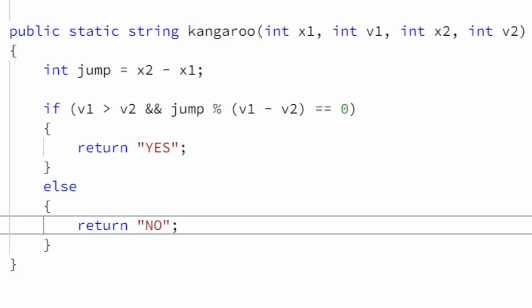The kangaroo function takes 4 parameters x1, v1, x2 and v2, which represent the starting positions and velocities of 2 kangaroos. By deducting x1 from x2, it first determines how far apart the 2 kangaroos are. Then it checks if the first kangaroo, which is v1, has a greater velocity than the second kangaroo, which is v2, and if the distance is divisible evenly by the difference in velocities, which is v1 minus v2. If both conditions are met, it means that the kangaroos will meet at some point, and the function returns yes, otherwise it returns no, indicating that the kangaroos will not meet.